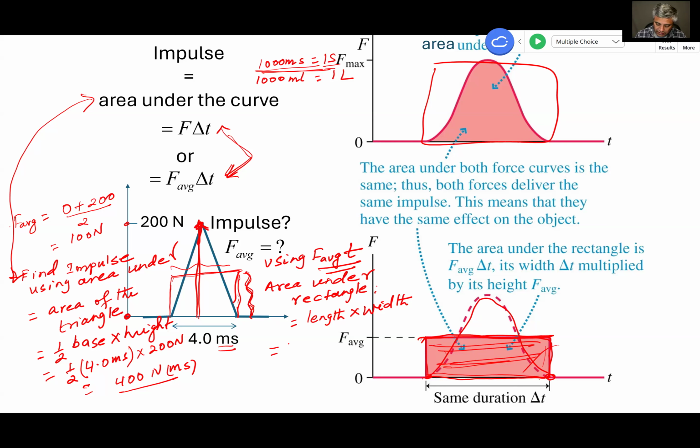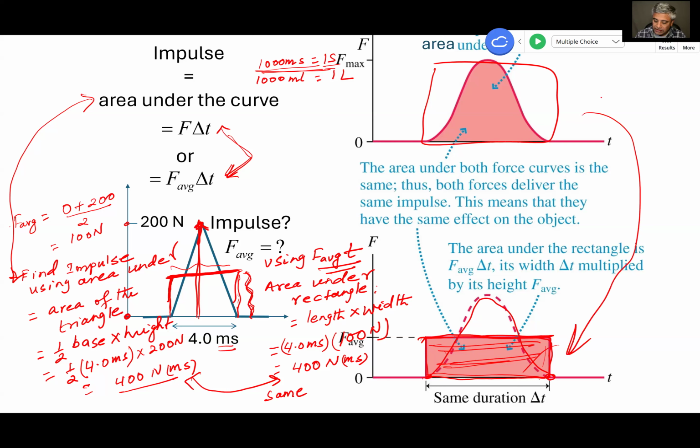So in this case, the length is 4 milliseconds, let's say, and then the width is this, which is the average force, which is 100 Newton. So you see this 100 times 4 is 400 Newton times milliseconds, so they are the same. So basically this idea works, and that's the idea we're going to be using. If we have a rectangular force or a triangular force, we know how to find the area under the curve. So basically those are the examples we're going to be looking at.